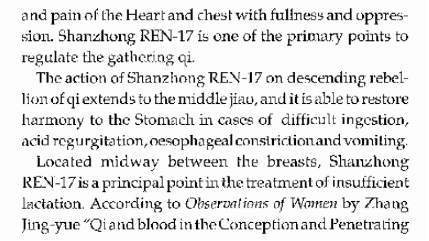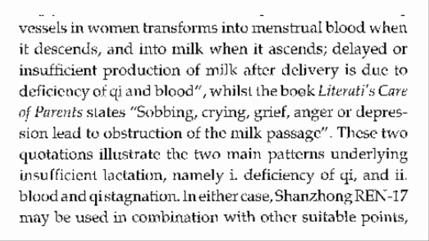Located midway between the breasts, Ren 17 is a principal point in the treatment of insufficient lactation. According to the observation of women by Sun Si Miao, qi and blood in the conception and penetrating vessels in women transform into menstrual blood when they descend and into milk when they ascend.